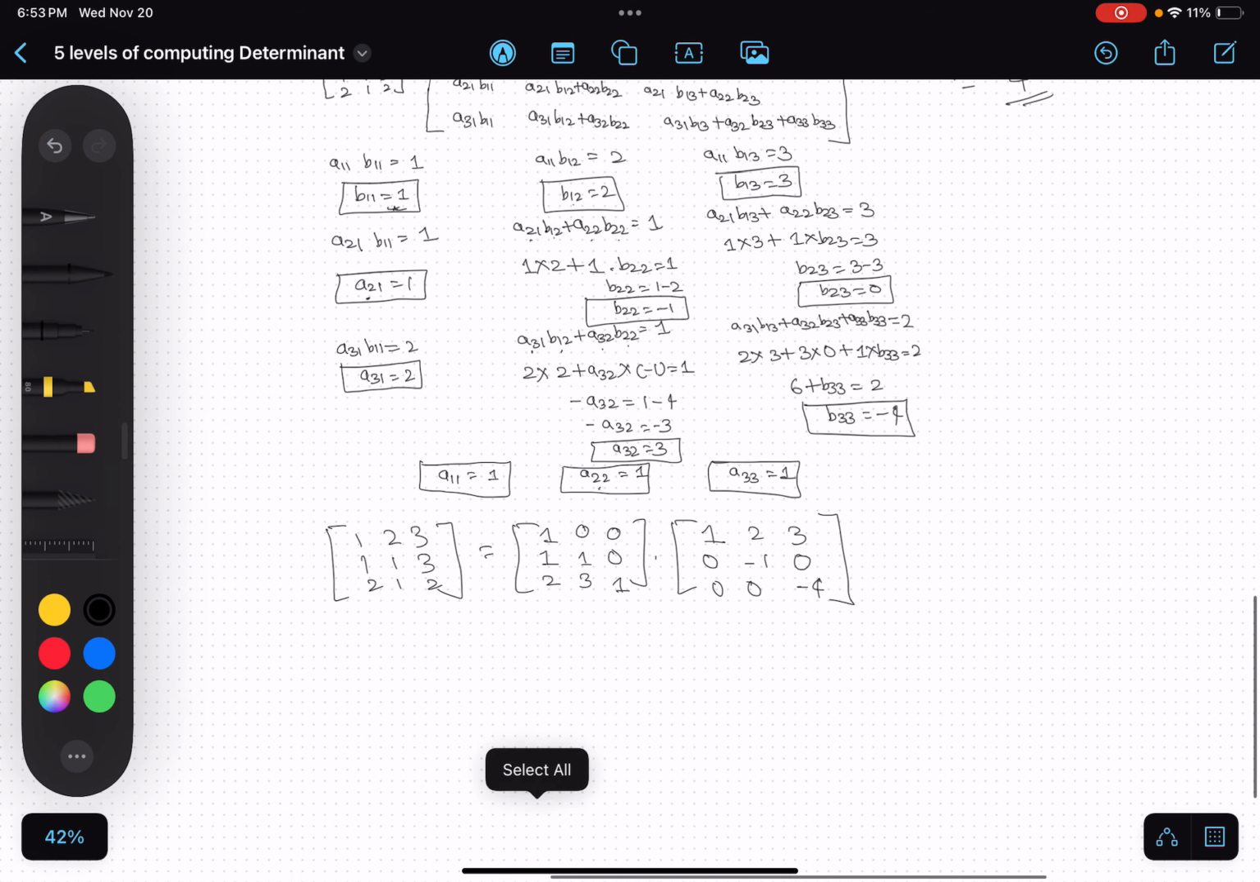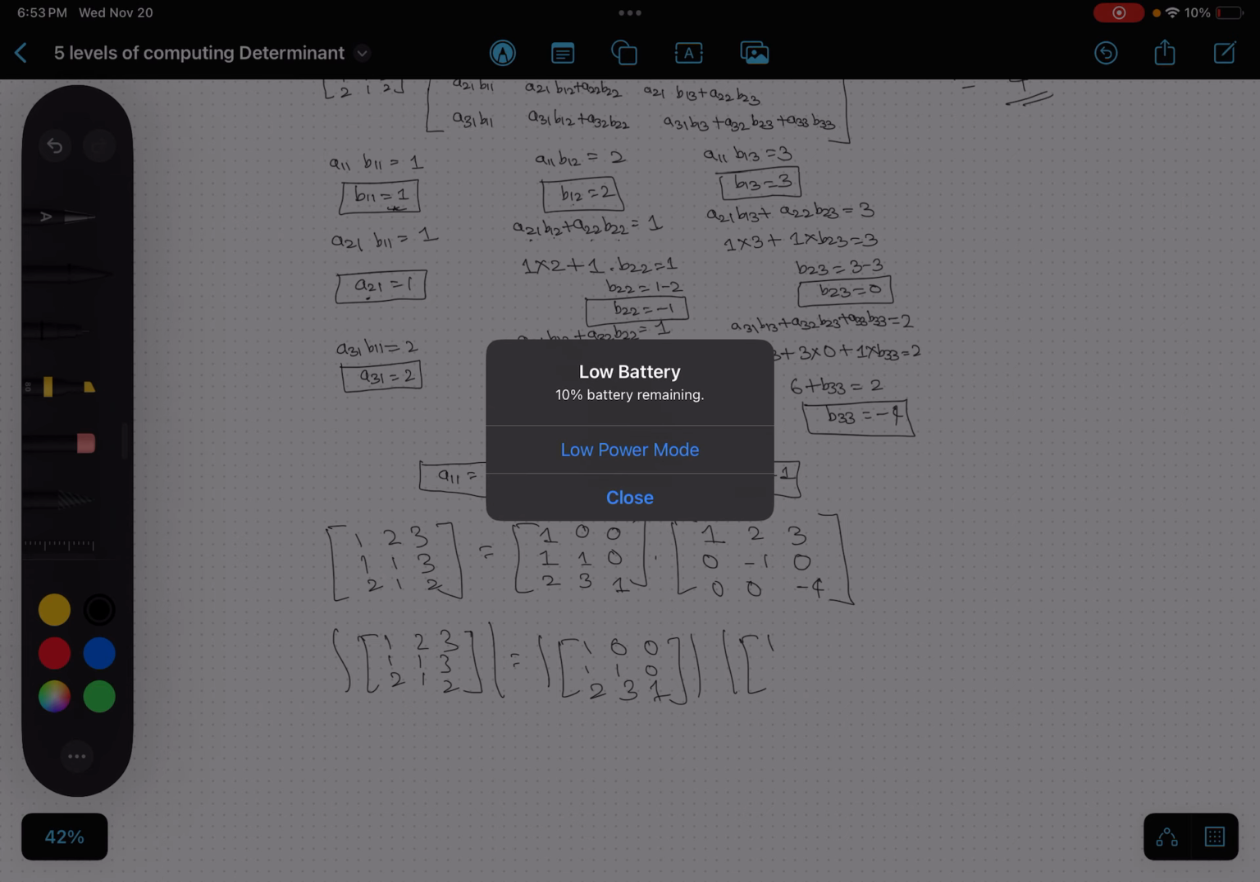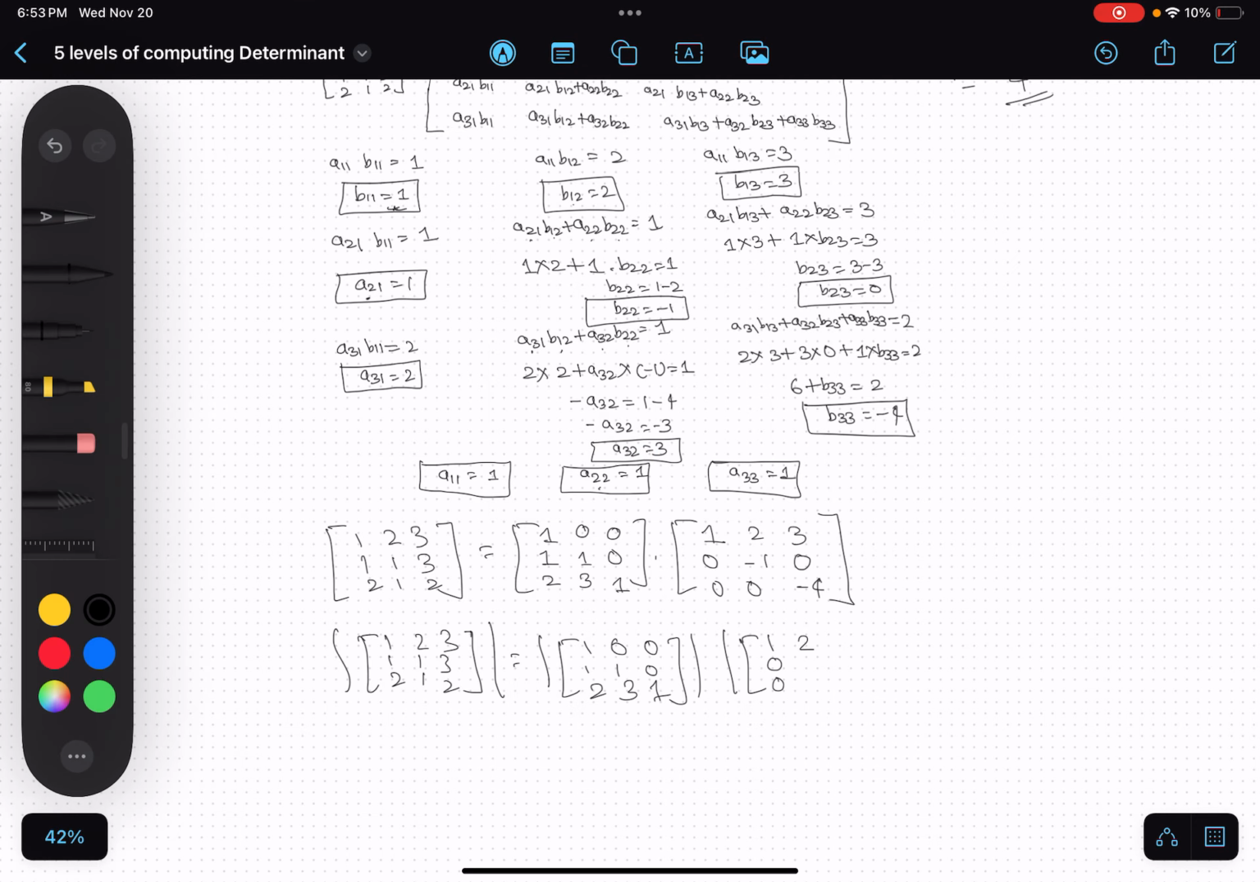And now if we try to compute the determinant of this matrix, 1 1 2, 2 1 1, 3 3 2, this will just be the determinant of both of these matrices, the determinant of the first matrix times the determinant of the second matrix, right? 1 0 0, 2 negative 1 0, 3 0 4 negative 4, and the determinant of a triangular matrix is just the product of the diagonals.